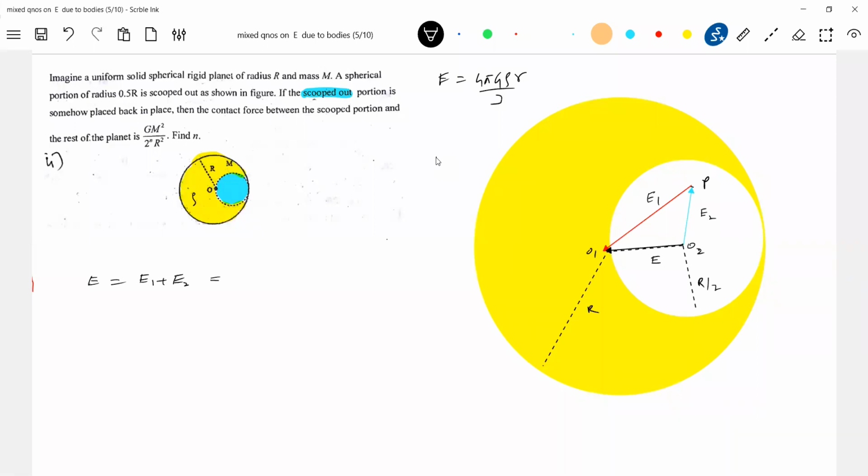Okay, now what is the density? Let me calculate the density. What is the density of this? This is like a planet of radius r and mass m. A spherical portion of radius 0.5 r is scooped out as shown in figure. If the scooped out portion is somehow placed back in place, then contact force between scooped portion and the rest of planet. Okay, what to do now? We only have information of mass, no?